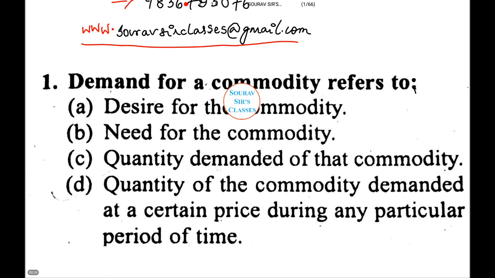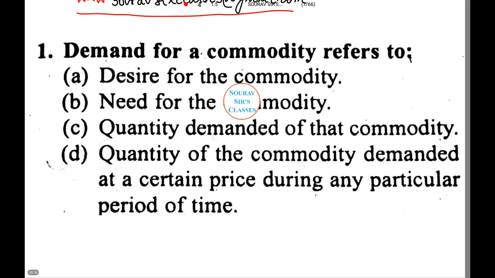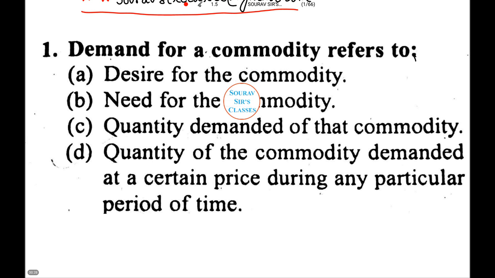Let us start. Now the first question asks us, demand for a commodity refers to. Demand refers to the quantity of a commodity demanded that consumers are willing and able to purchase at a certain price during any particular period of time. This is generally what we've put forward as the definition of demand for a commodity. So, keeping in mind this definition, our answer will be D.